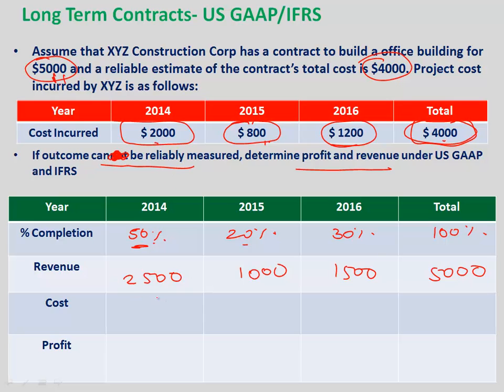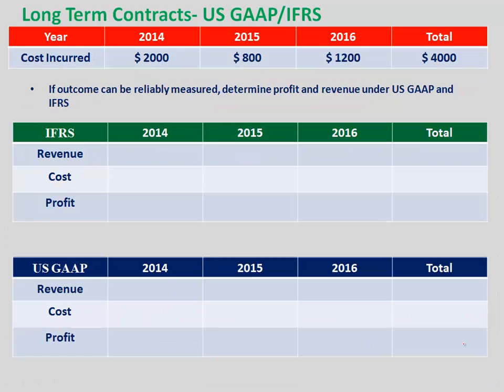Cost is 4,000, as the schedule is available with us: 2,000, 800 and 1,200, a total cost of 4,000. Therefore the profit is 500 in year 1, 200 in year 2, 300 in year 3, and a total profit of 1,000 over the period of 3 years. So straightforward, the percentage of completion method. Let's see what if the outcome cannot be reliably measured. If outcome cannot be reliably measured, we know that in US GAAP we use the completed contract method.